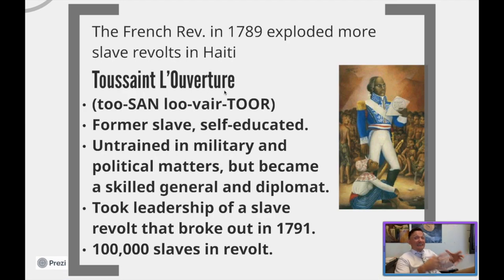Literally, his story gets started in his 50s because he actually, at this point, had been educated himself, and he had earned some medical training and started working in one of these slave revolts as a field doctor, right? He was untrained in the military and in political matters, but he used his educated mind and the fact that he knew how to read and write to study the military campaigns of other famous generals, just like Napoleon did, and became a skilled general and diplomat, right?